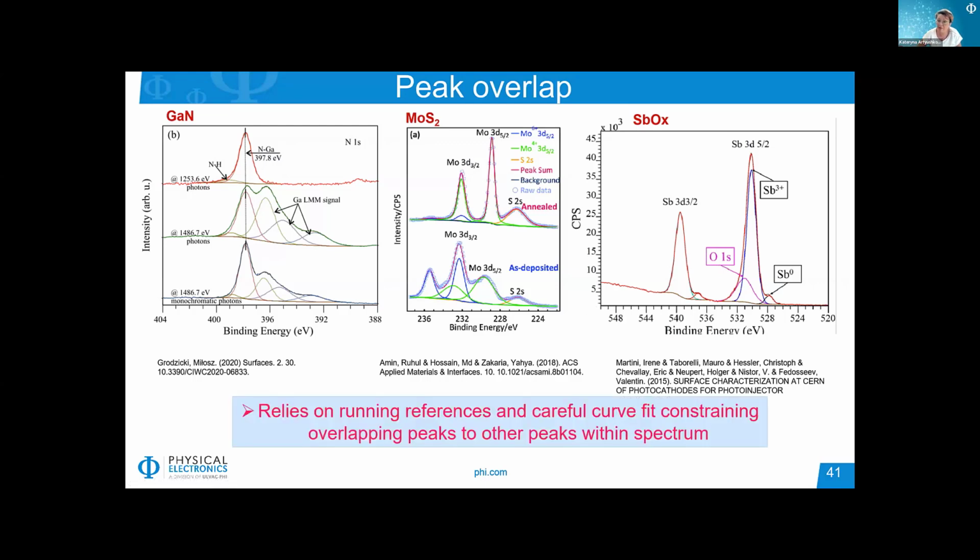So when you have overlaps, it relies on running references and really carefully constraining your curve fit so that you can take into account those overlapping peaks. And sometimes it comes to a point where it's not possible to constrain and it's not possible to quantify. Then, by understanding in general how much the other peak may contribute, you may report the values and report that they may be overestimated because you have other contributions that you cannot exclude.